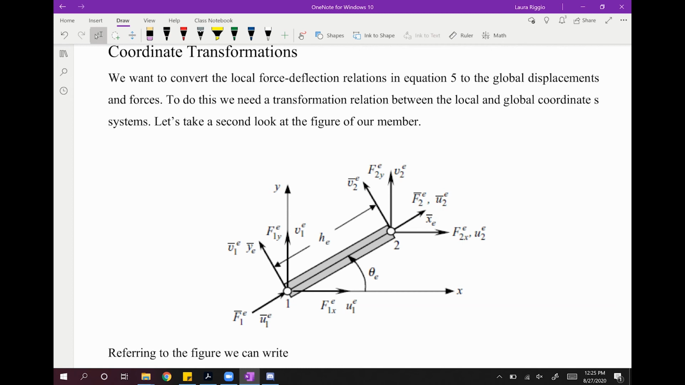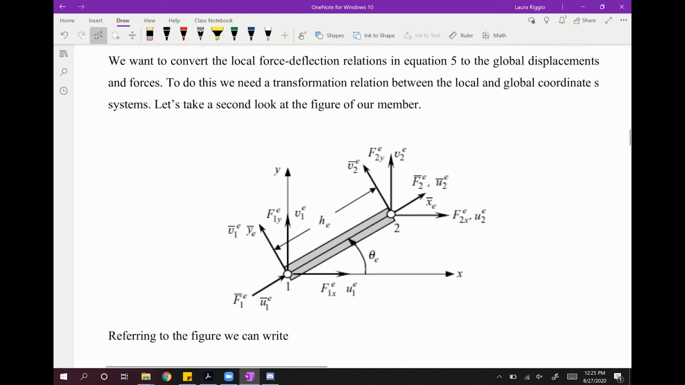We need to convert our local force deflection relationships from local coordinates to global coordinates. So if we look at the figure of our member again, we have our forces in the X bar and Y bar along the member. We have our displacements in X bar and Y bar. But we also have the rotation of those.